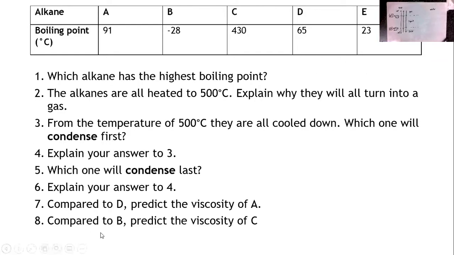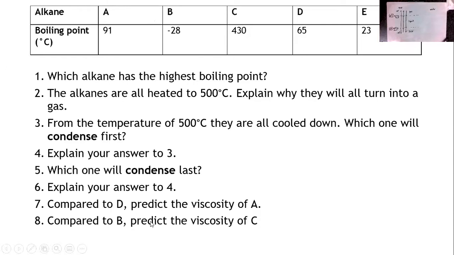Compared to D, predict the viscosity of A. So A has a higher boiling point than D. That means that it's a longer molecule. Larger molecules have greater boiling points. Now, longer molecules are also more viscous because they've got more forces of attraction. So compared to D, predict the viscosity of A. A would be more viscous than D. Well done if you got that right.